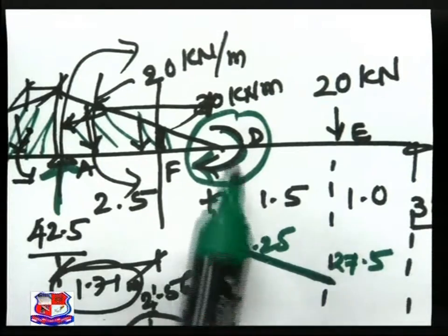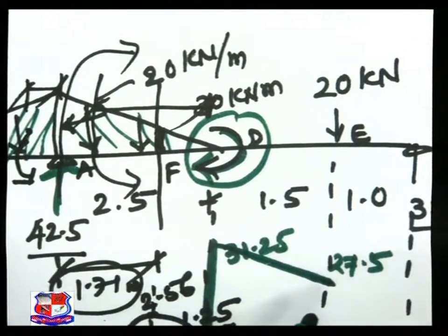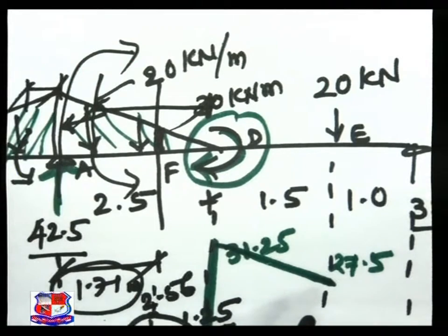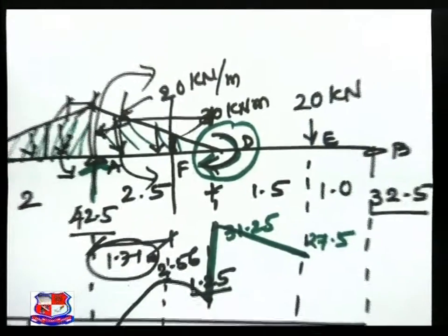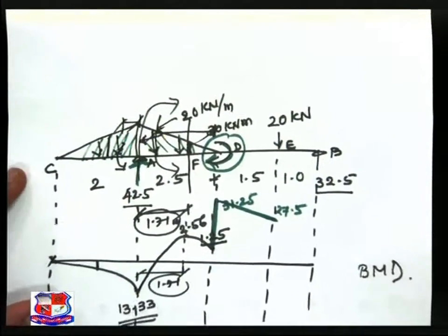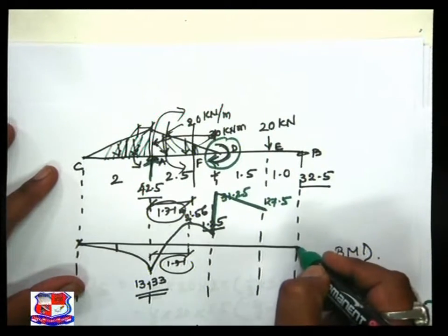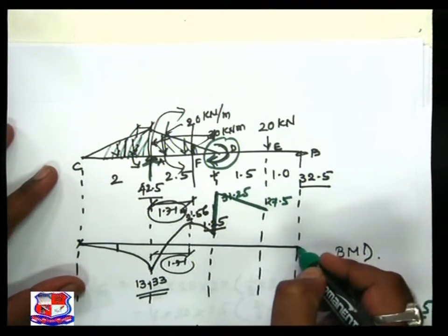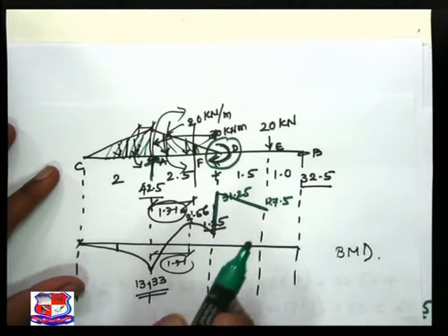So between D and E there is no load, we can join by an inclined straight line. Now let us go ahead to the point B. Let us find out what is the value at B? Yes, think and give me the answer. What is the value of bending moment at B?